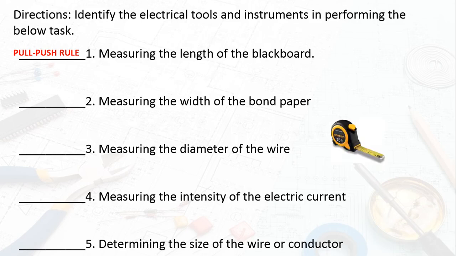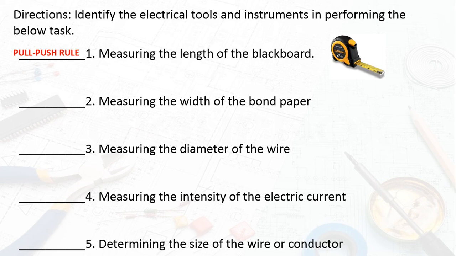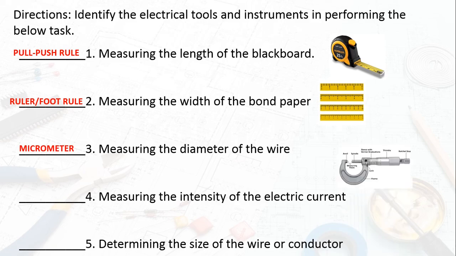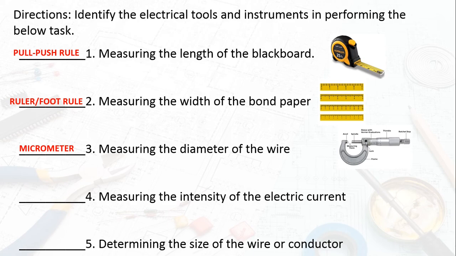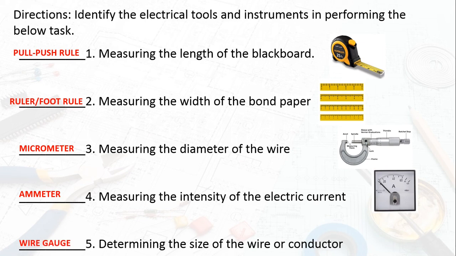Kagaya ng blackboard. Okay, so next one, the measuring the width of a bond paper. Kung sa number 1 ay napakalaking blackboard, kayo naman ay bond paper, pwede na tayong gumamit ng ruler or foot rule. Okay, kasi maliit lang naman ang ating susukatin. And measuring the diameter of a wire. Yes, we need to use the micrometer. How about measuring the intensity of the electric current? Yes, ammeter. And the last one, determining the size of the wire or conductor. That is, we need to use the wire gauge.